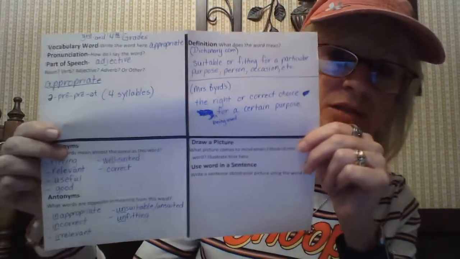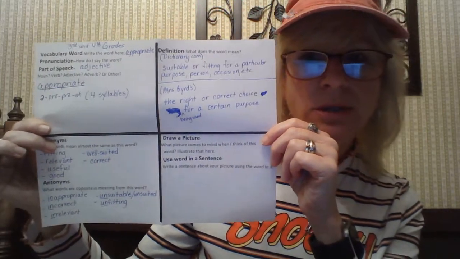And in this box, I did not draw my picture. I printed out my picture, and that's what I'm going to start doing, is printing out the picture and the sentence that goes along with it, so that I can display these as well. This is what it would look like when it's all unfolded. And again, our word was appropriate.